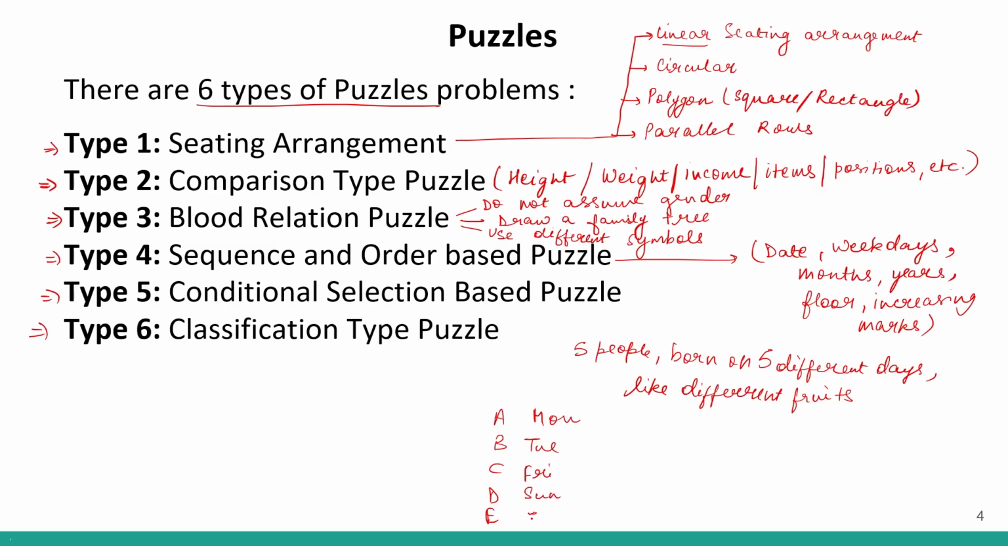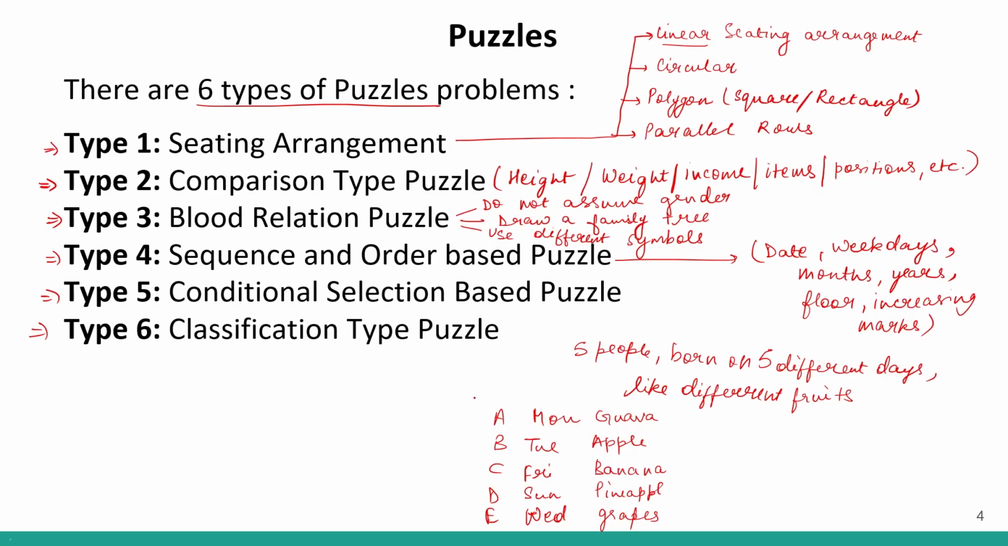And this is born on Wednesday, let's say. They like different fruits. So he likes guava. He likes apple. He likes banana, let's say. Okay. There is one person who likes pineapple, and there is one person who likes grapes. So something like this. Different people liking different things, being born on different days.